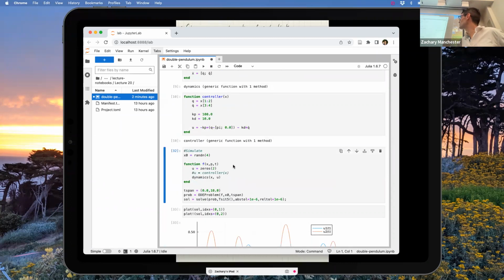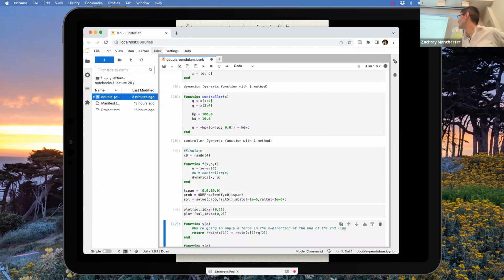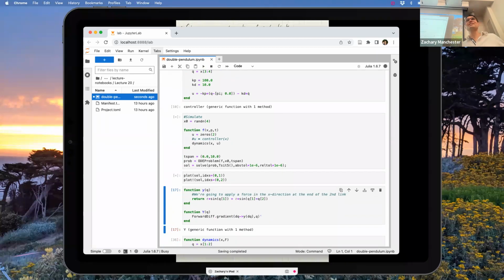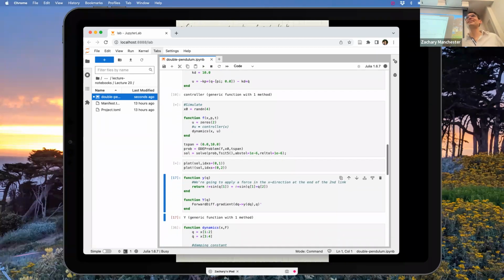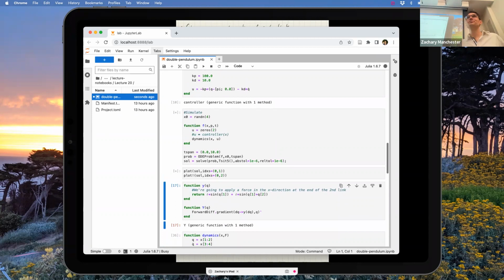I'm going to simulate this now with no control from random initial conditions. We'll watch what happens. If you've ever done anything with double pendula, you kind of know what's going to happen, right? This is the famous chaotic double pendulum thing. We didn't really talk about it too much, but who's seen a double pendulum before? Heard of this whole chaos thing?